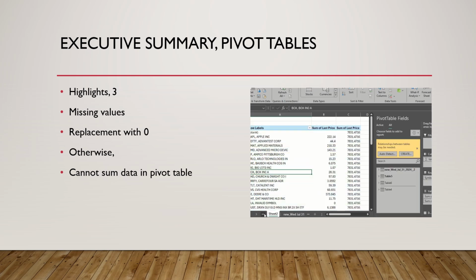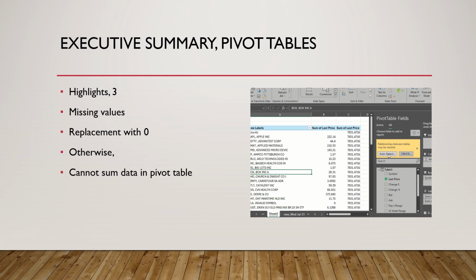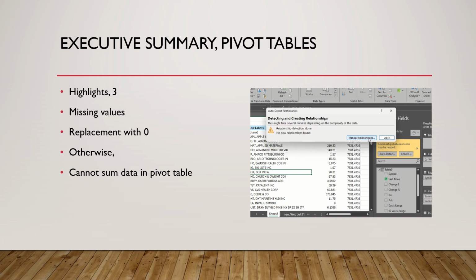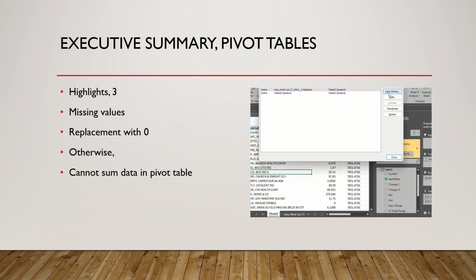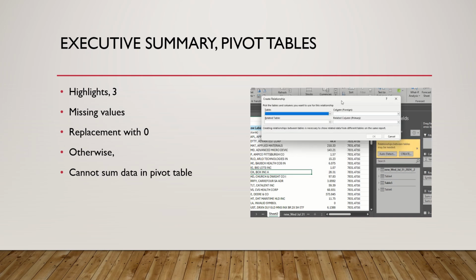This is important to remember. Without refreshing things, it might not always work. So get rid of that. Adding it again. Auto detect. Manage relationships. 5 and 6. All right. Let's delete what we had in there. Going back to 5 and 6. Okay. New relationship. Table 5 and 6.